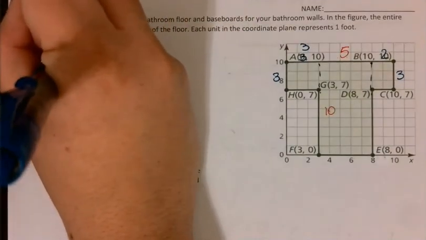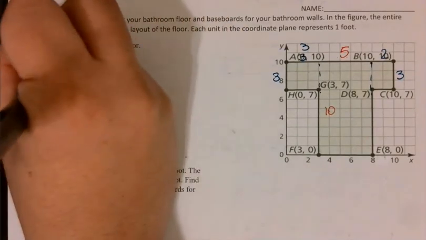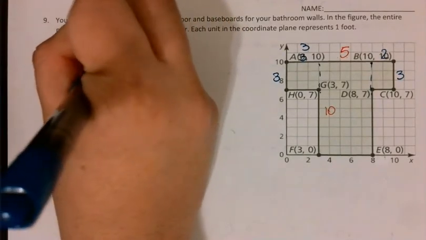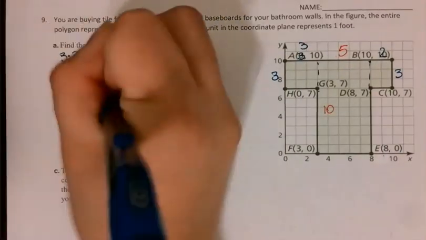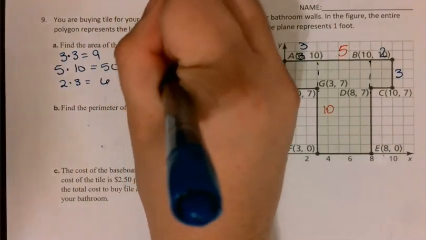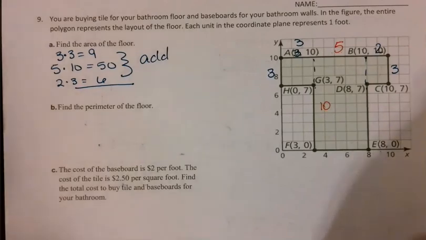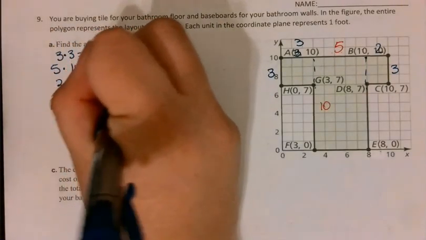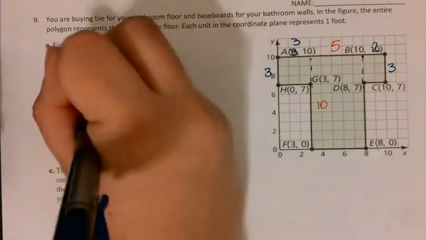So I have 3 times 3, which is 9. 5 times 10, which is 50. And 2 times 3, which is 6. I want to add all of those together. So 9 plus 50 is 59, plus 6 is 65. And it told me it was feet, so my units is feet squared.